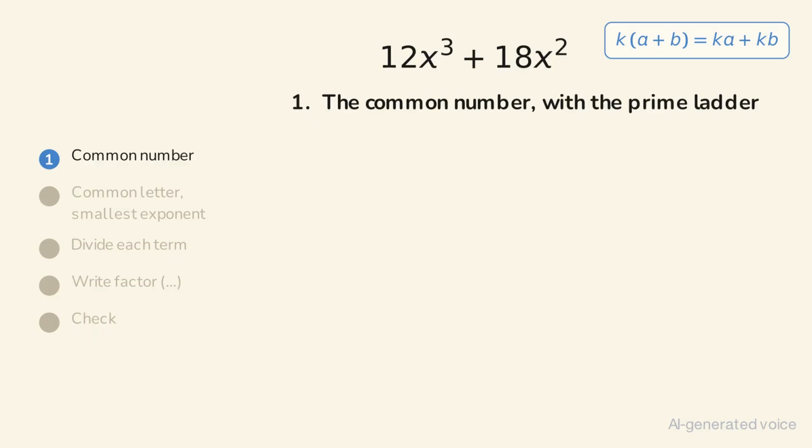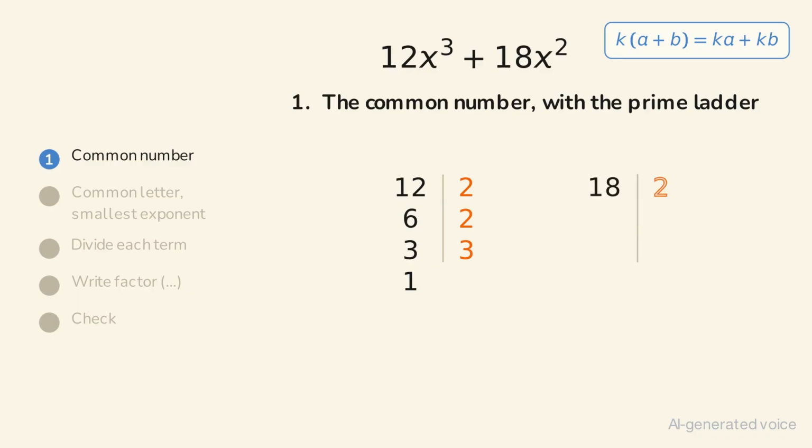Let's start with the numbers, using the prime ladder. The rule is simple. We always try the smallest prime first, 2, and keep going with it while it divides evenly. 12 over 2, 6. 6 is still even, we keep with 2. 6 over 2, 3. 3 can no longer be divided by 2, so we move to the next prime, 3. 3 over 3, 1. So 12 is 2 times 2 times 3.